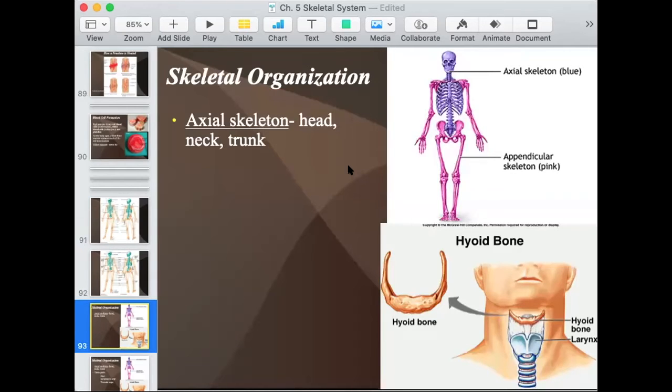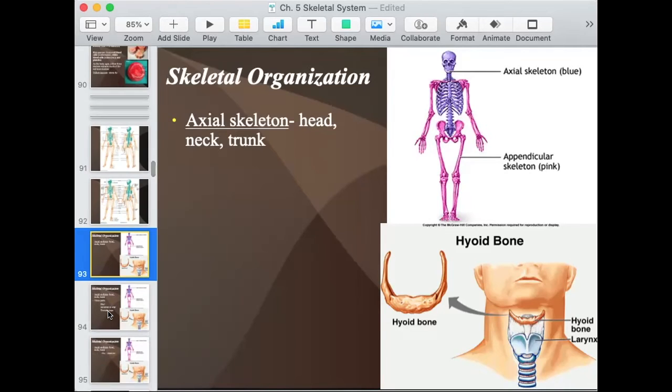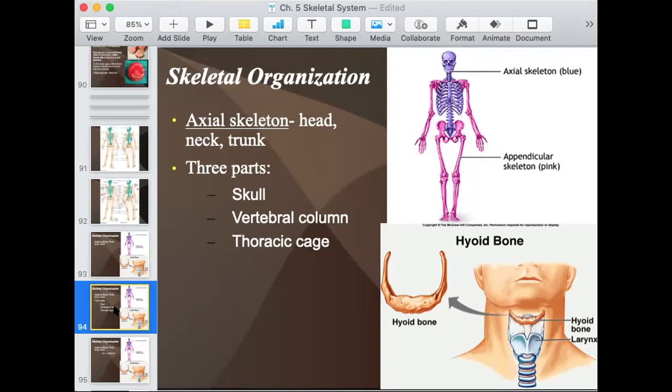There are two main subdivisions of your skeleton. There's the axial skeleton, which you can see in purple on here. That's the skull, vertebral column, your ribs. So basically it's your neck, your head, and your trunk, and all the bones in that area. The three main parts are the skull, vertebral column, and thoracic cage. The thoracic cage, again, is just your ribs along with your sternum.